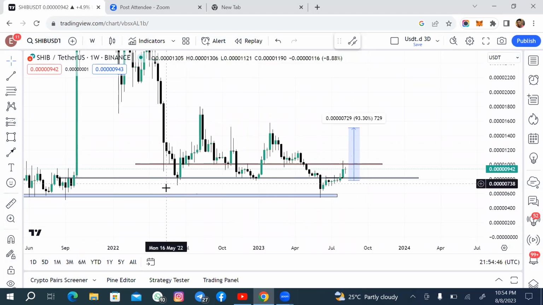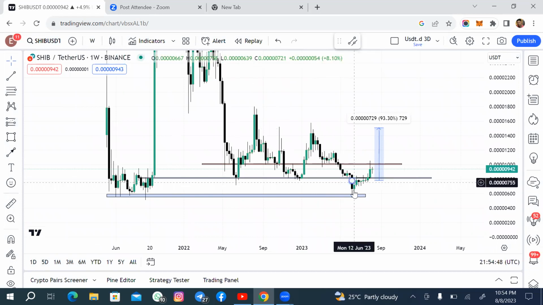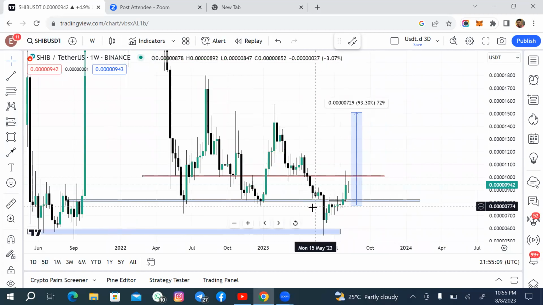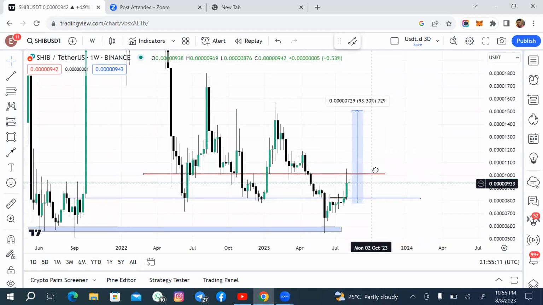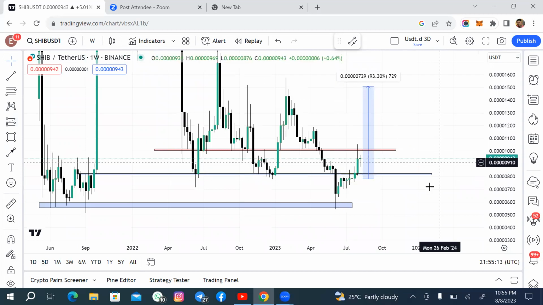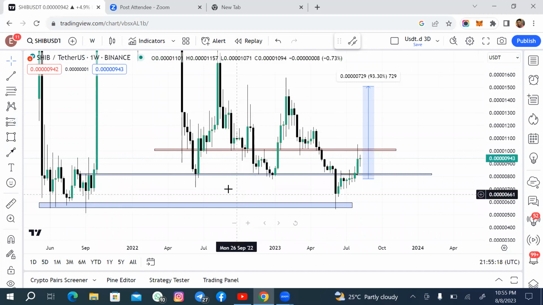Amazing. So you see how we came from nothing, came back, tested. So we're trying to break out from this resistance now. And somewhere, somehow, try to retest this level. So we're looking at 93% if everything goes as planned. So basically, this is just one of the few techniques that you can actually imbibe into your trading arsenal.